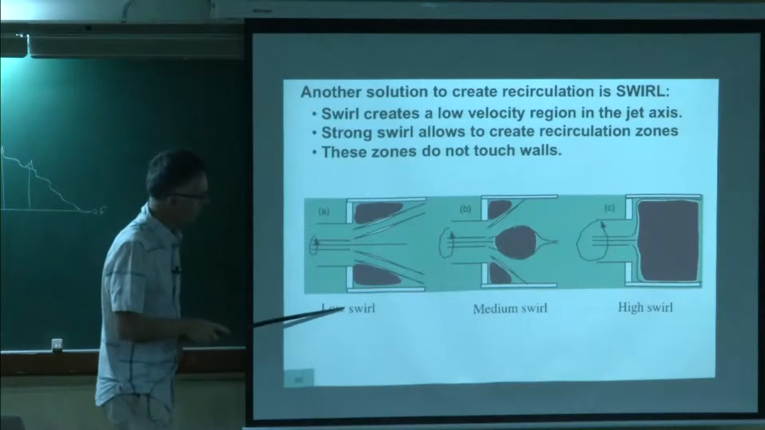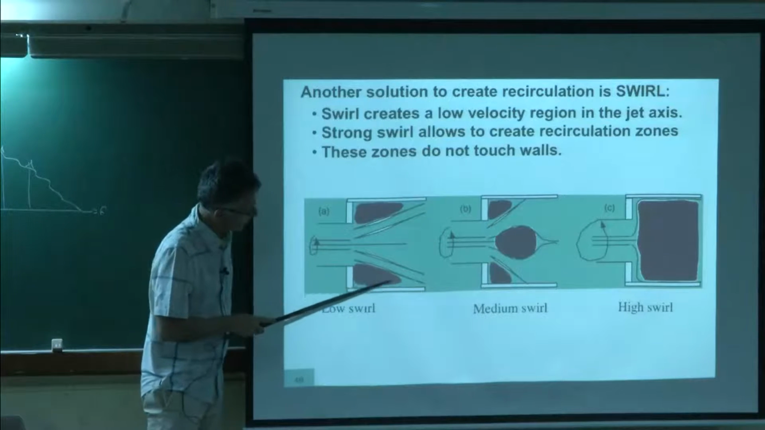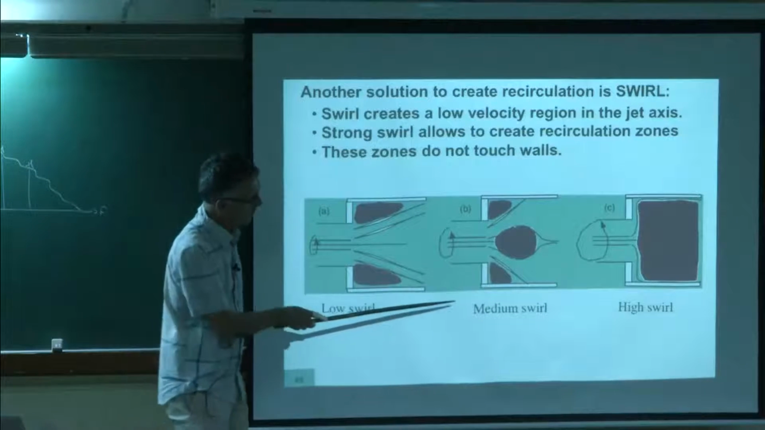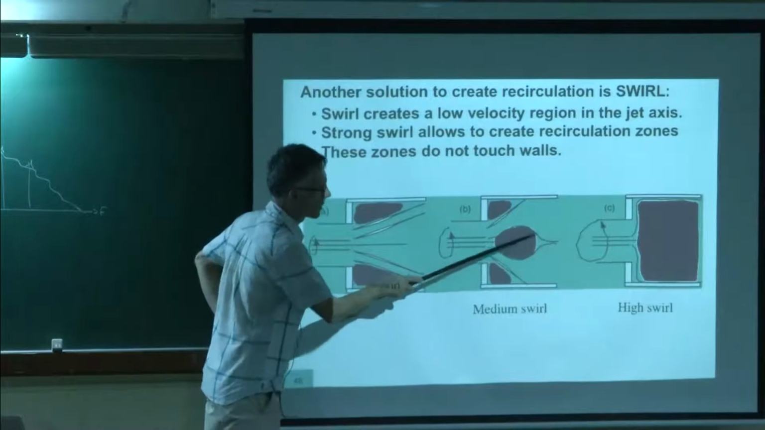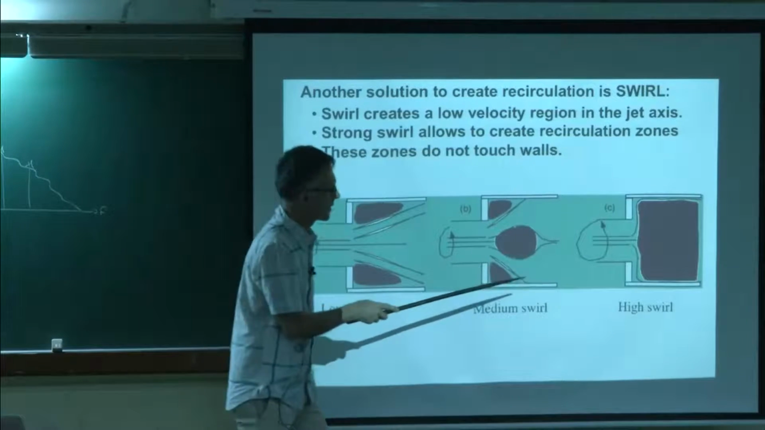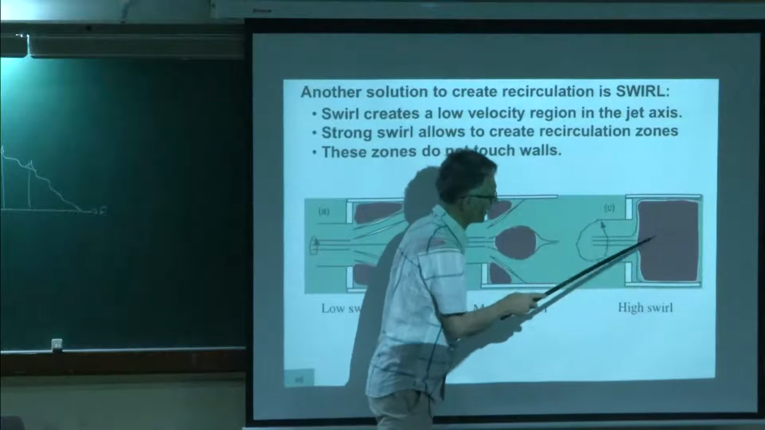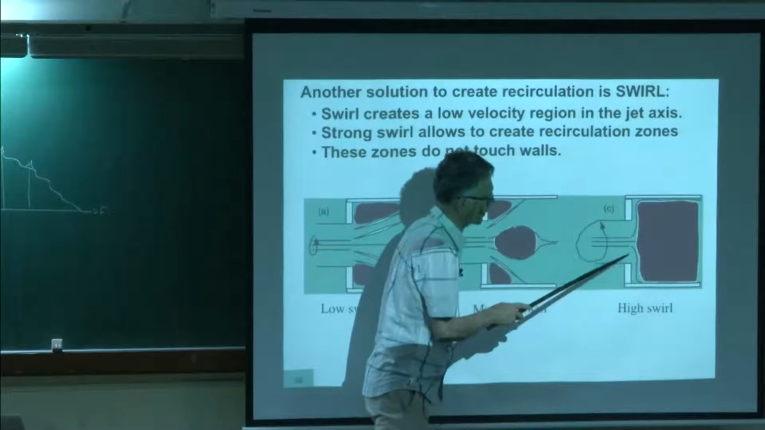So here we have a low swirl number, and when you do that, you have recirculation zone here and there, and just a normal jet. If you increase the swirl, suddenly you create a recirculating zone here, and if you increase it even more, you have a big, big bubble of recirculation here, and the fresh gases are going around it.